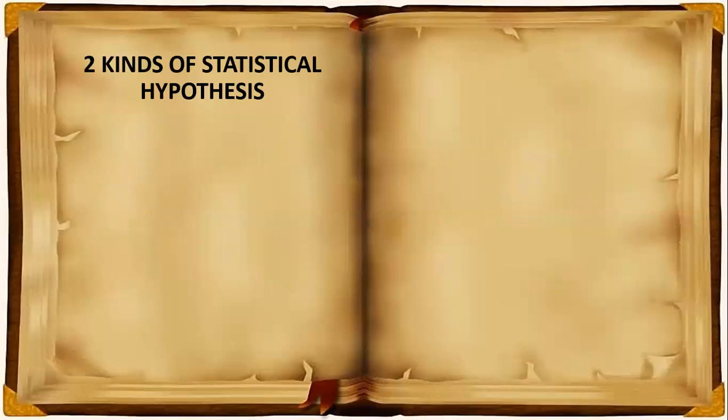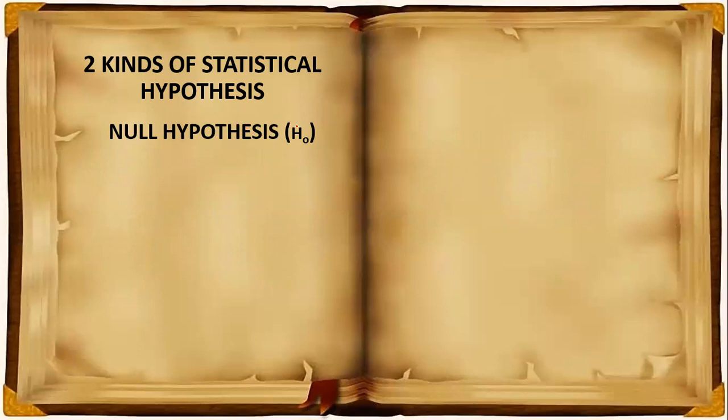Okay, now next slide. So we have here two kinds of statistical hypothesis. For number one, we have here null hypothesis. So let's see in my discussion.